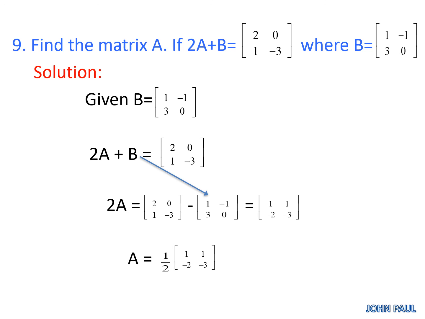Now subtracting the terms, we got the values. Take the 2 to the other side and divide it. So by division, we got the A value as this.